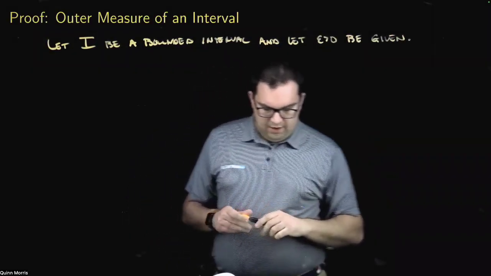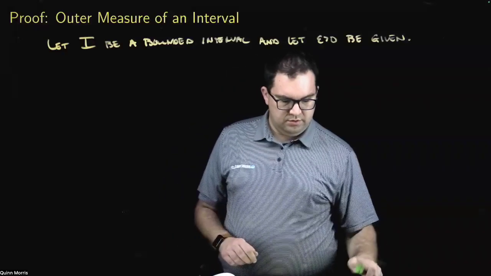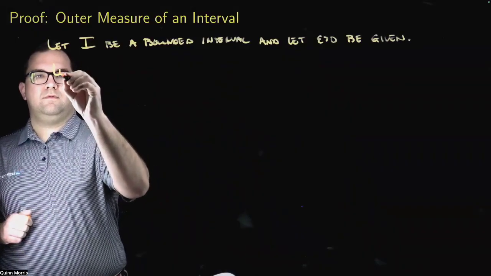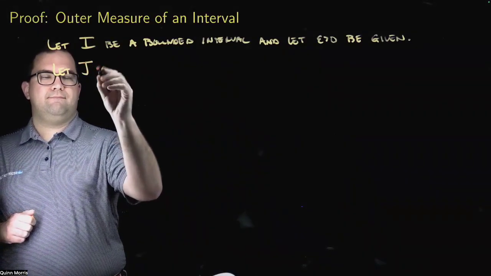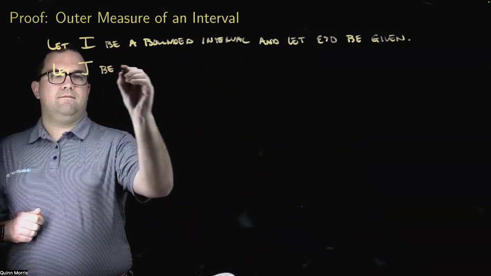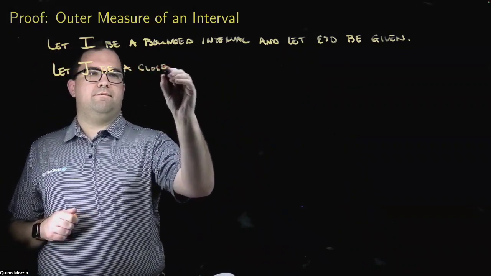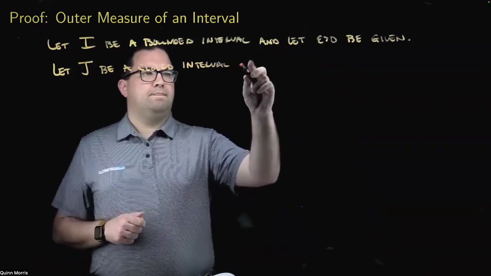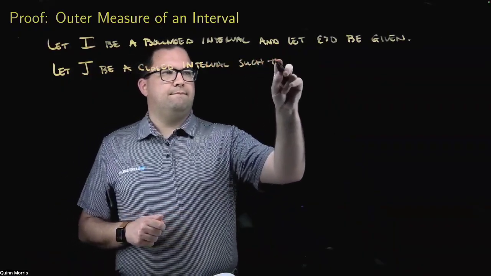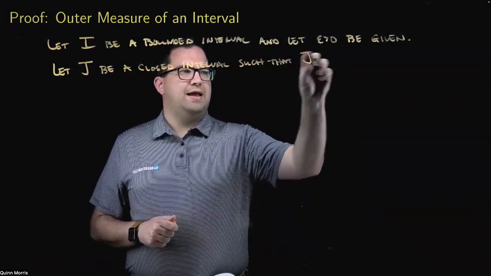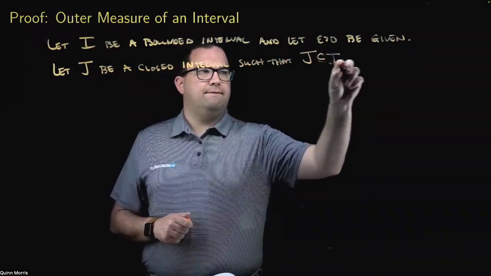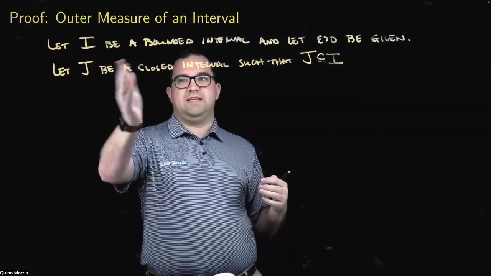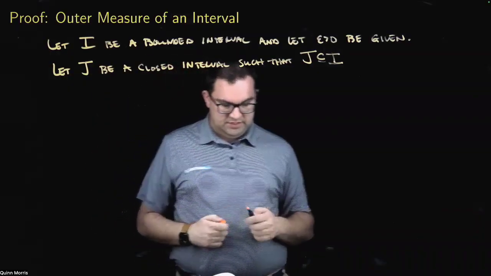Now, I want to choose a closed interval. So let J be a closed interval such that I want J to be a subset of I. So I want J to be a closed interval that's inside this interval I. That means, by the way, J is also bounded because it's a subset of a bounded set.